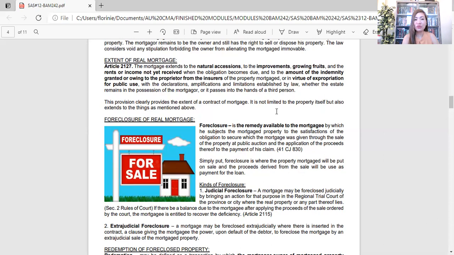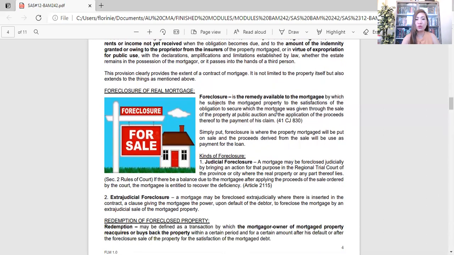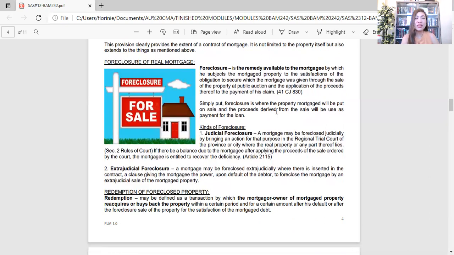Okay, so pag-usapan natin yung foreclosure ng real mortgage. Foreclosure, it is actually a remedy available to the mortgagee. Okay, mortgagor yung nagsangla, mortgagee yung tumanggap. The remedy available to the mortgagee by which he subjects the mortgaged property to the satisfaction of the obligation to secure which the mortgage was given, through the sale of the property at public auction and the application of the proceeds thereof to the payment of his claims. Simply put, foreclosure is where the property mortgaged will be put on sale and the proceeds derived from the sale will be used as payment for the loan.